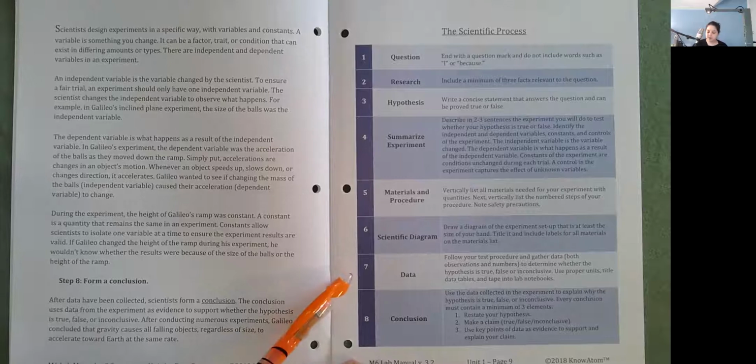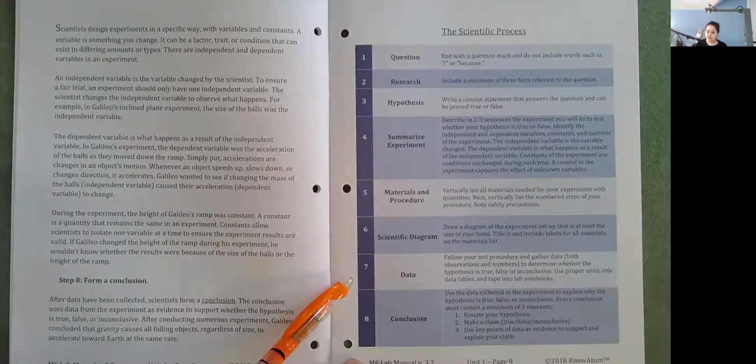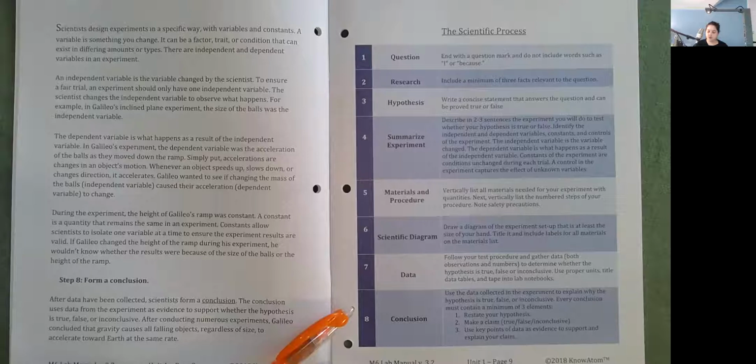Data. Follow your test procedure and gather data, both observations and numbers, to determine whether the hypothesis is true, false, or inconclusive. Use proper units, title data tables, and tape into lab notebook. Conclusion. Use the data collected in the experiment to explain why the hypothesis is true, false, or inconclusive.